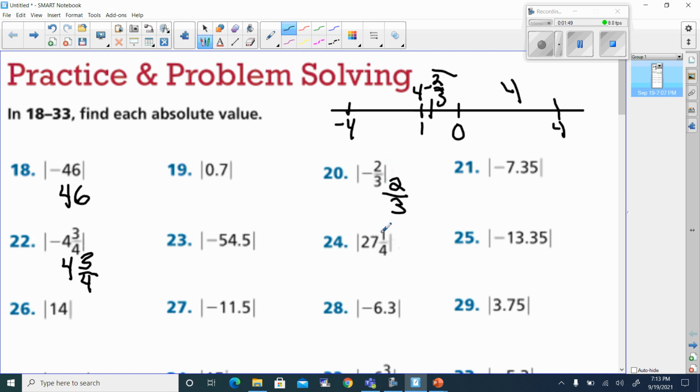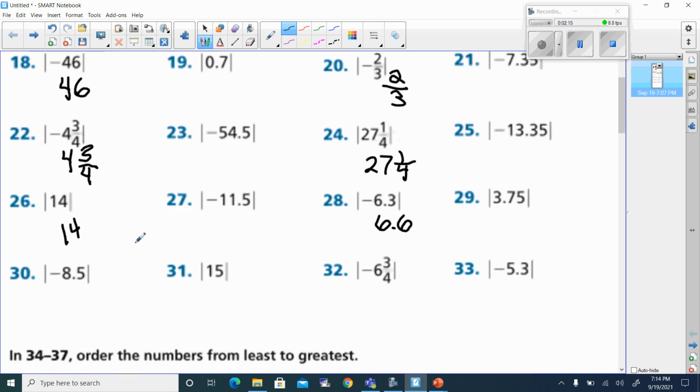Number 24, 27 1/4. Well, whether it's positive or negative, it's still going to be a positive answer that I'm getting, because that's still 27 1/4 away from 0. Number 26, 14 is 14 away from 0. Number 28, -6.3 is 6.3 away from 0. That's pretty easy, huh? Number 30, got -8.5. That is 8.5 away from 0. And -6 3/4 is 6 3/4 away from 0.